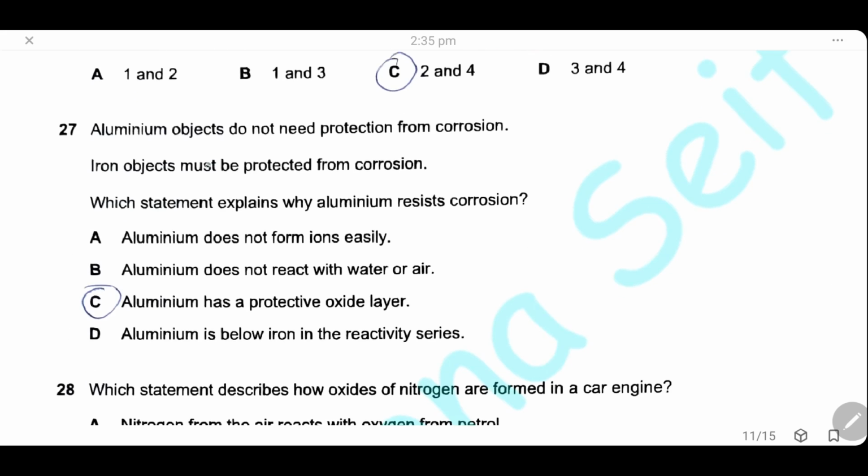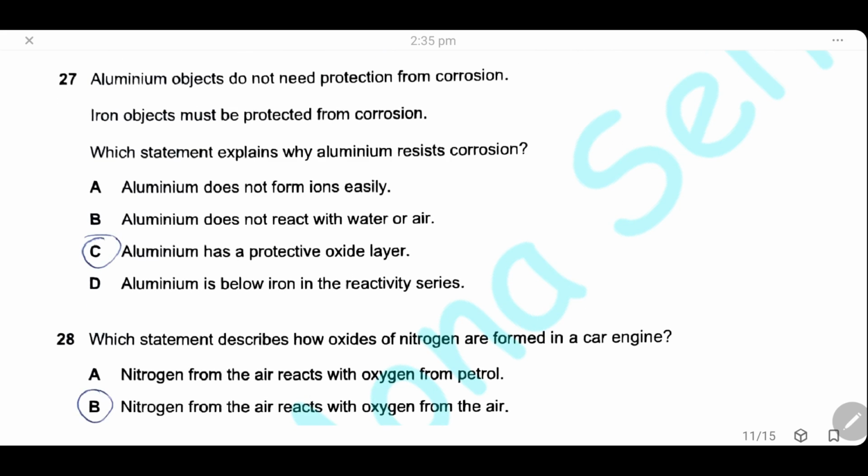Question 27. Aluminium objects don't need protection from corrosion. Iron objects must be protected from corrosion. Which statement explains why aluminium resists corrosion? We know that aluminium resists corrosion because it forms a protective oxide layer on the surface of the metal, so the answer is C.